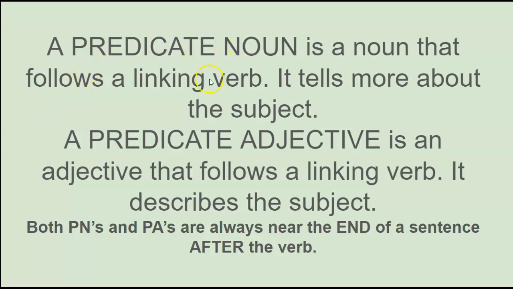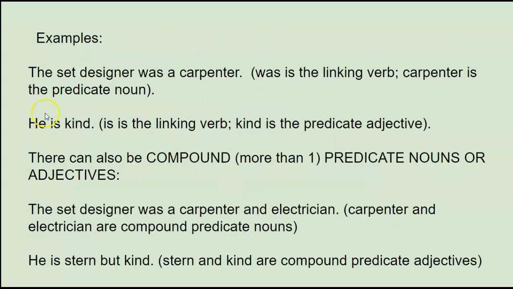So both these predicate nouns, predicate adjectives, whenever you see predicate, it's going to happen toward the end of the sentence, and it's always going to happen after the verb. So for example, the set designer was a carpenter. Your linking verb is was. After the linking verb is carpenter. That's the predicate noun. It means the same thing as the set designer. That's your subject. Carpenter is what that person was.